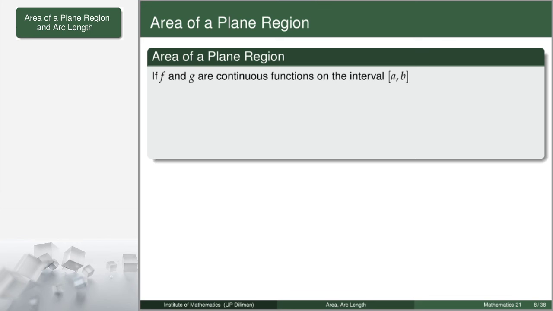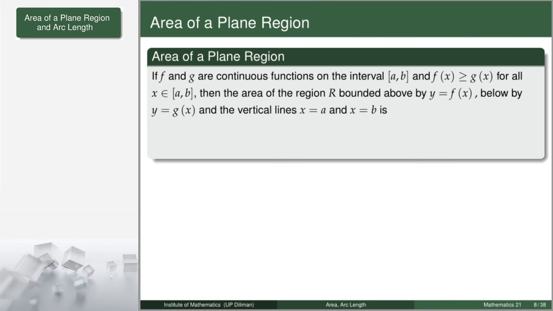If f and g are continuous functions on my interval AB, and f of x is greater than or equal to g of x for all x in AB, it means that the graph of y equal to f of x is above the graph of y equal to g of x. Then that means that the area bounded above by y equal to f of x and below by y equal to g of x between x equal to a and x equal to b will be given by this formula. This formula is a formula for area. And what I need here are the values a and b, f of x, and g of x.